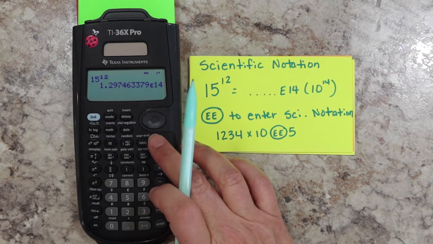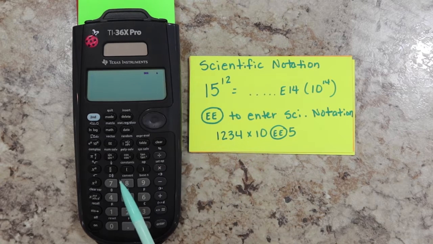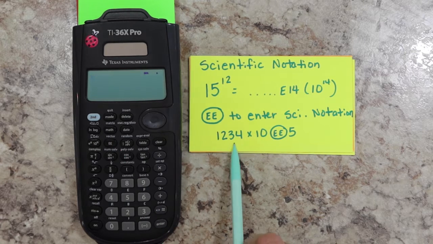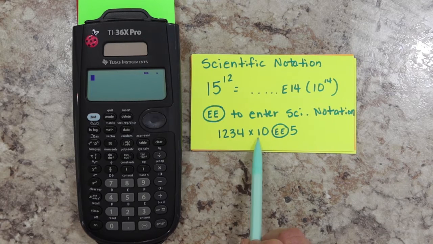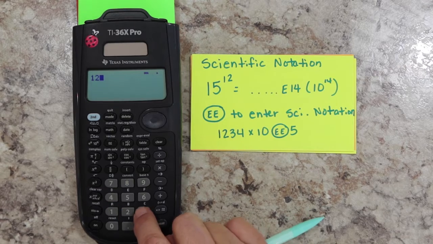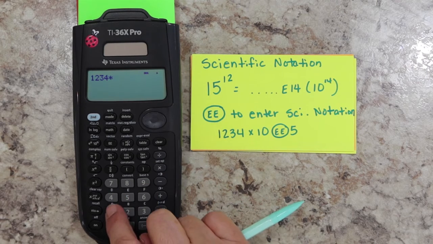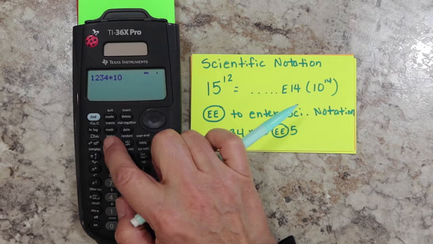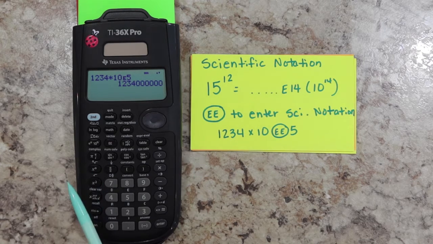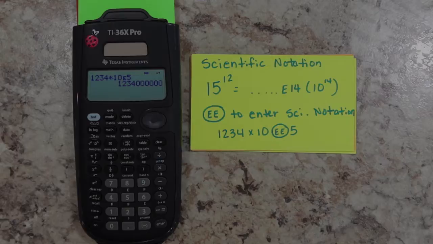You can also enter scientific notation by using the EE button right here. If I wanted to enter 1234 times 10 to the 5th power, I could do 1, 2, 3, 4 times 10. Now hit the EE button, 5th power, and it gives me the expanded notation of my scientific notation. So it will change from scientific to expanded.